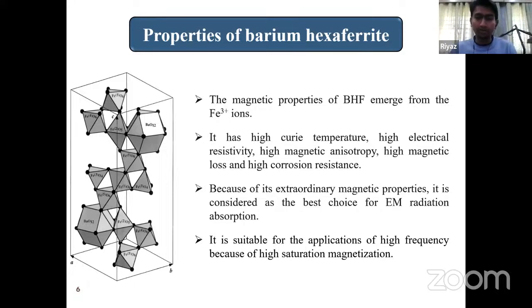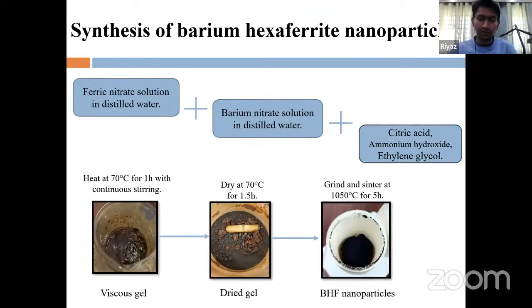It has a very high Curie temperature, high electrical resistivity and magnetic anisotropy, which are the requirements for a material to be a good lossy material. It is also suitable for high frequency applications because of its high saturation magnetization and coercive field values. These are the synthesis processes. We have optimized the solution auto-combustion method to synthesize our sample, and these are the steps.